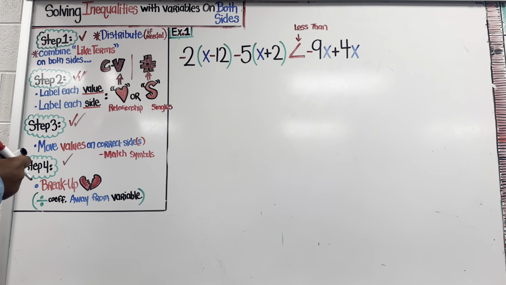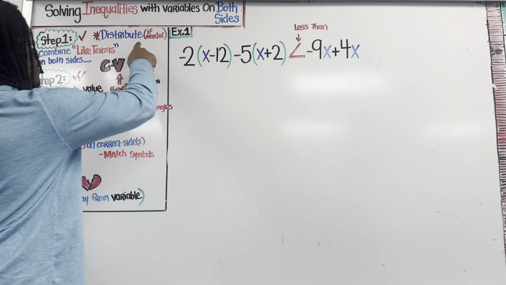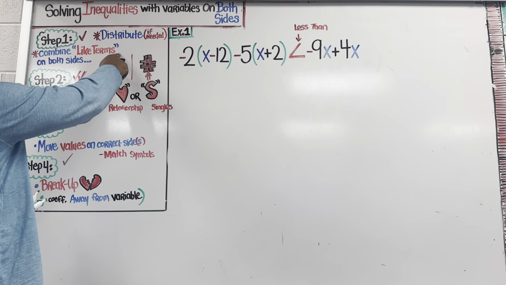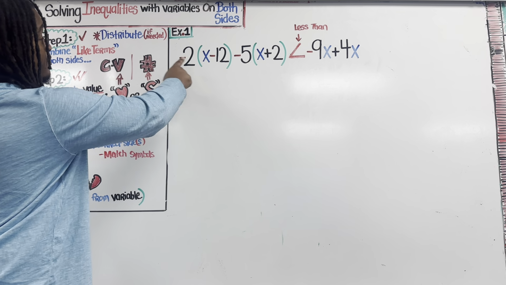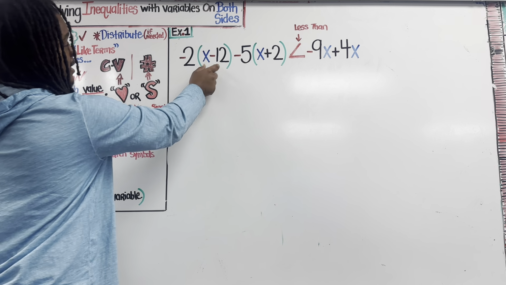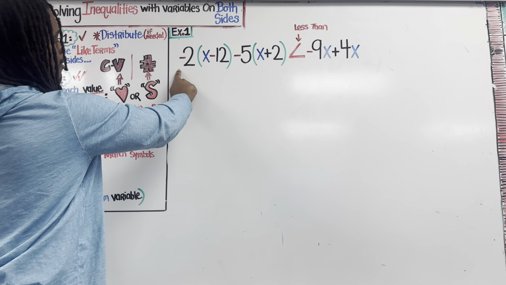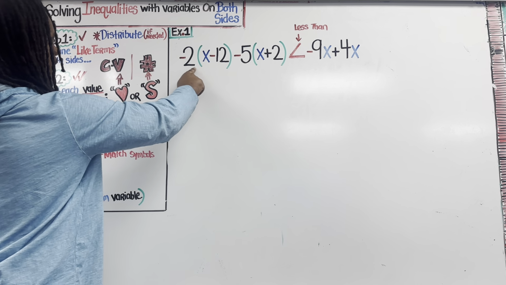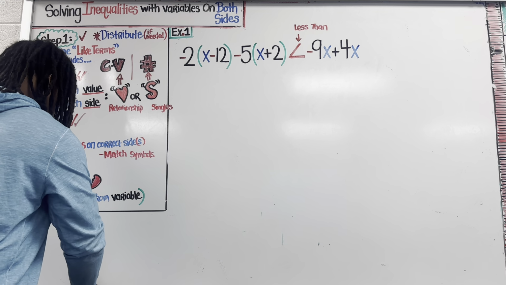The first thing, guys, is step 1, which says combine like terms on both sides. But if you notice, we have parentheses, so we need to distribute before we combine like terms. We need to get these values out of the parentheses by multiplying by the coefficients, which are the values that are attached. Let's go ahead and do that.